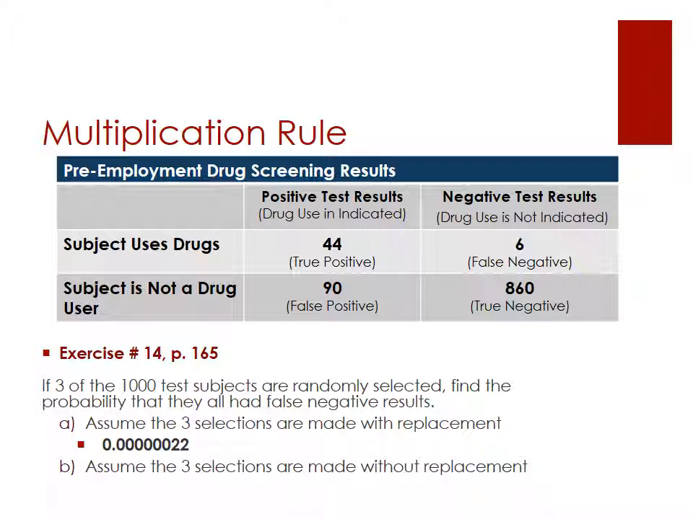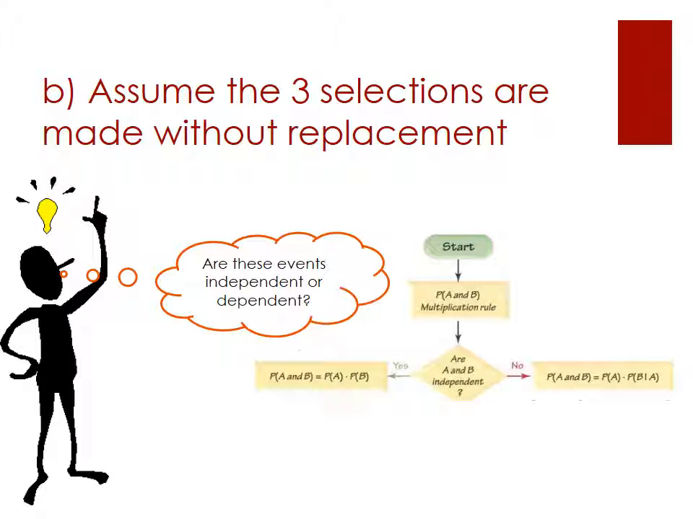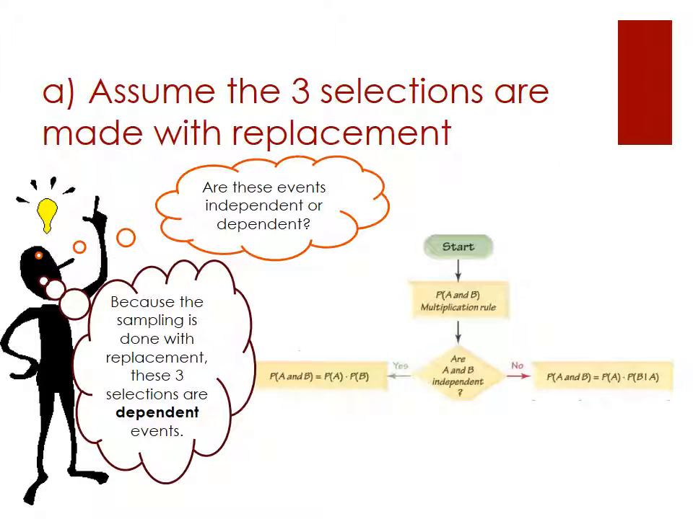Now let's move on and look at part B. So here we've got part B. Again, we're going to apply our flowchart to the second part of this problem. And we need to go through and decide if these events are independent or dependent. As a hint, notice that these selections are made without replacement. Since these selections are made without replacement, that means that these 3 selections are dependent events.